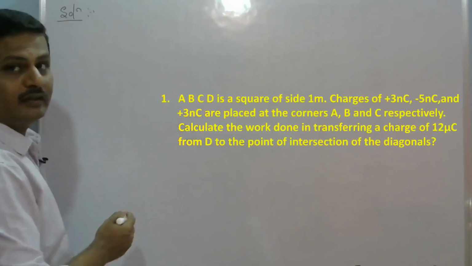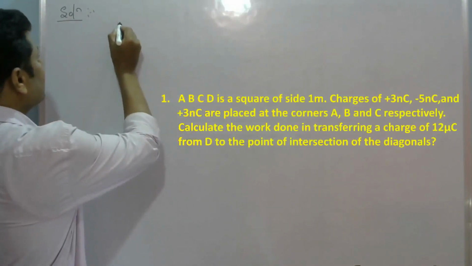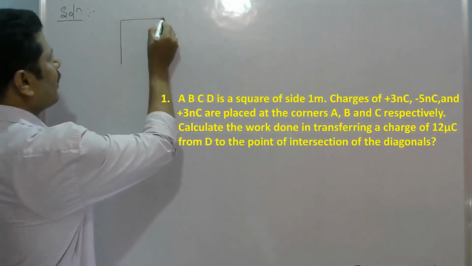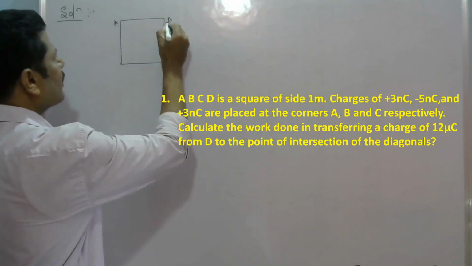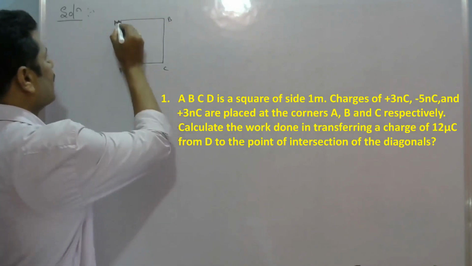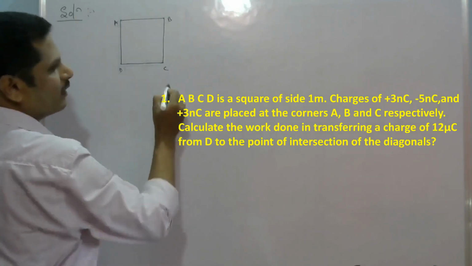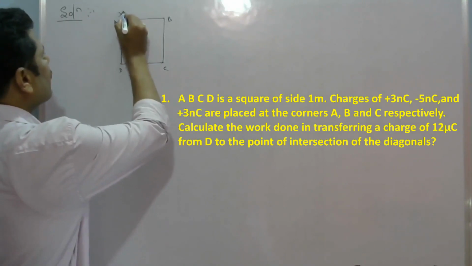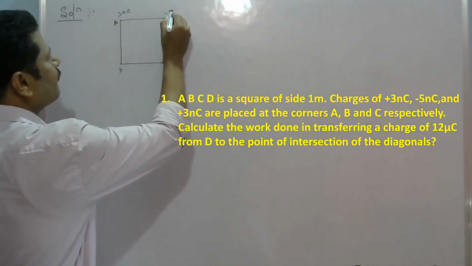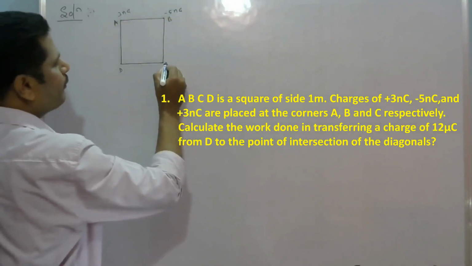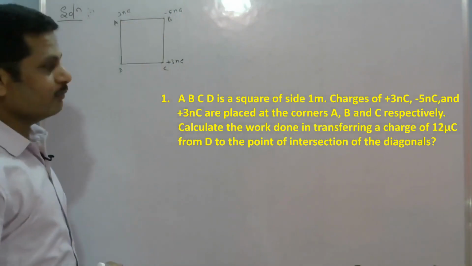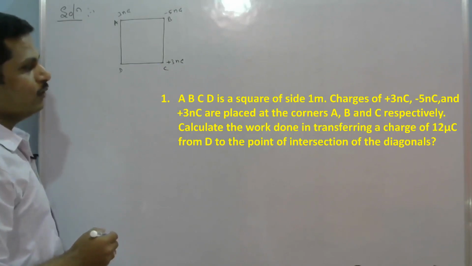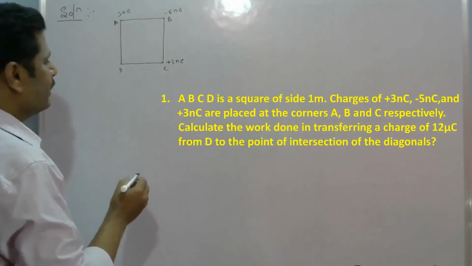In this problem, there is a square ABCD. Let me draw a square first. This ABCD is a square. The charges of 3 nanocoulomb, minus 5 nanocoulomb, and plus 3 nanocoulomb are placed at A, B, C respectively. And we need to find out the work done to move the charge of 12 microcoulomb.